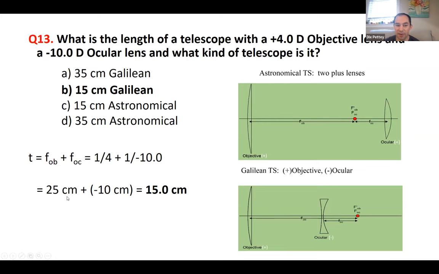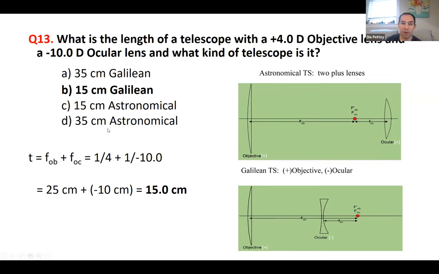You add those together, so 25 centimeters plus a minus 10 centimeters equals 15 centimeters. There are definitely some telescope equations up there, but if you can just keep in your head that astronomical is two pluses, Galilean is a plus and a minus, and the astronomical one is longer. If it's longer, that means the focal point is in between the two lenses. That will help you answer a lot of the telescope questions.